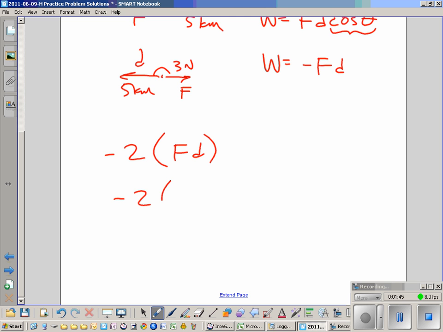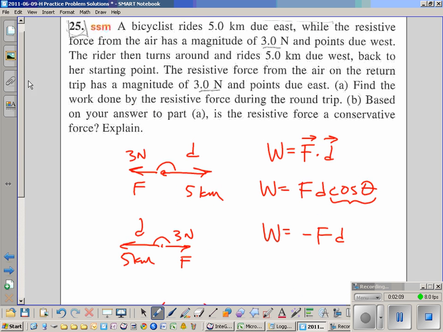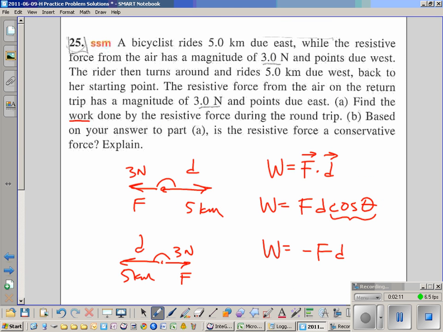It's going to be negative 2 times the force of 3 newtons times the distance of 5,000 meters, 5 kilometers. Everybody can do that in their head, right? 6 times 5 is 30, so 30,000. What do we get when we multiply newtons and meters? Joules. So this is the grand total, and let's not forget the negative. That's the grand total for the work done by the resistive force during the round trip.